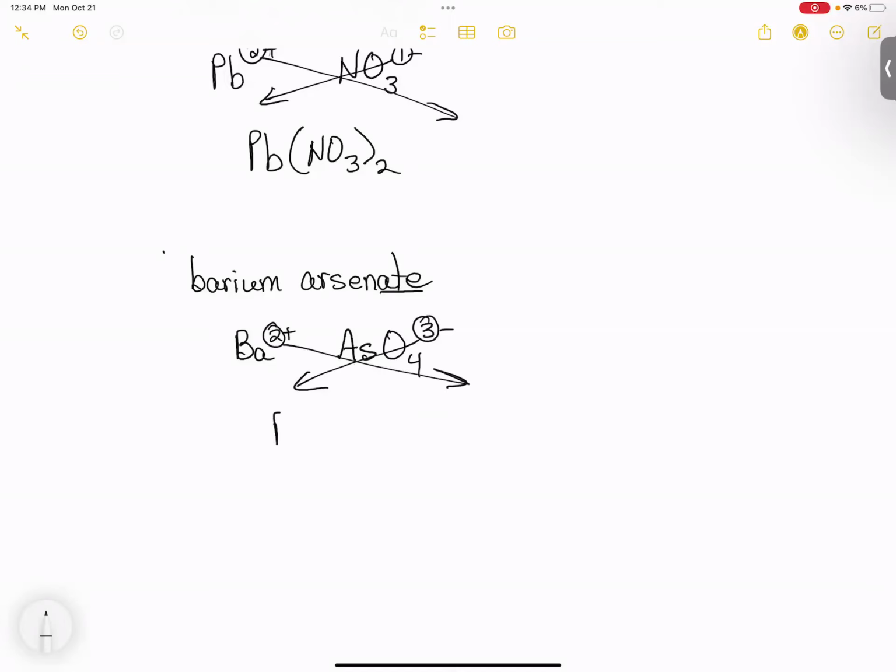So on our barium, we're going to place a 3. On our arsenate, we have to place a 2. So we're going to put the arsenate in parentheses with the quantity as a subscript to the right.